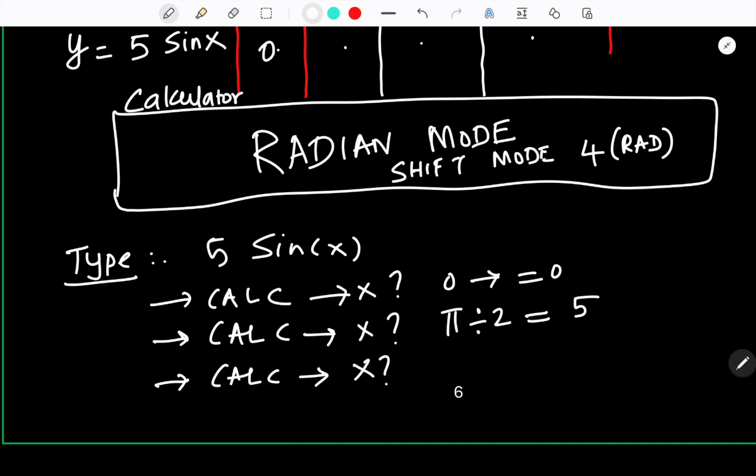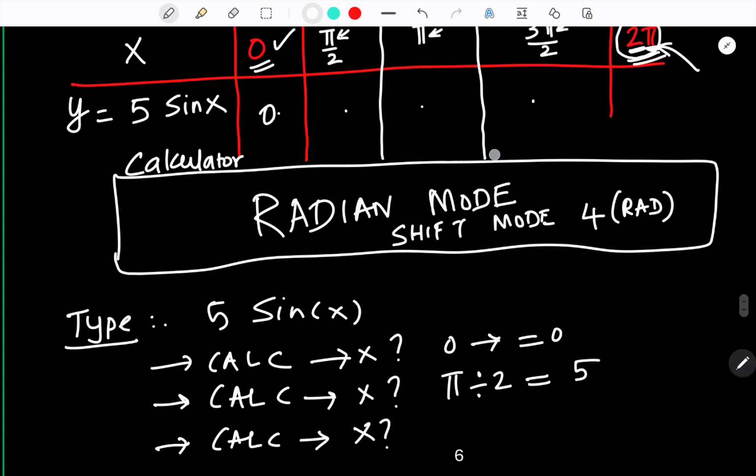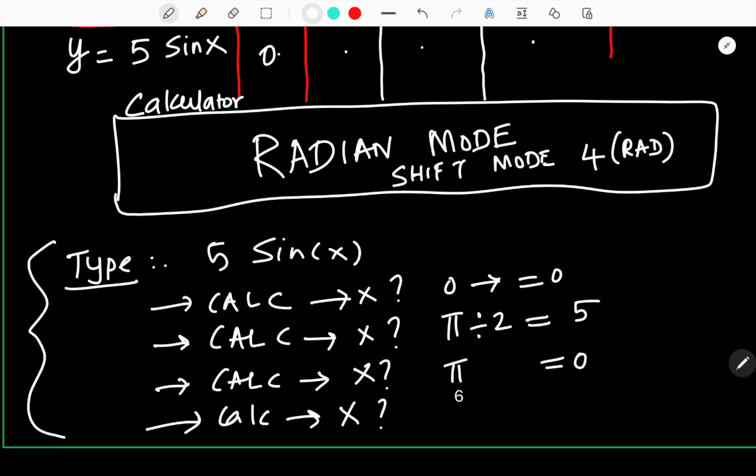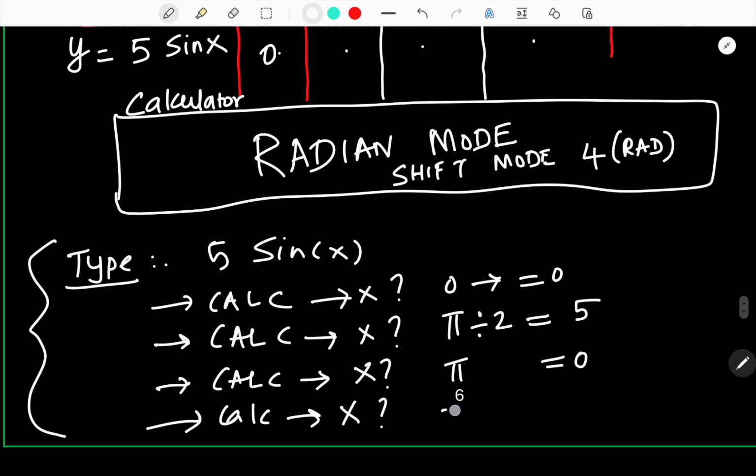Press x question mark, press calc, x question mark, and now you're going to press pi. So shift pi, press equal sign, you will get 0, right? Again press calc. Okay, press x. Teacher, do I need to write all these steps in the exam? No, you can do it in the calculator directly. So press x. What is the value? 3 pi by 2. Okay, this x is not there, don't worry. 3 pi by 2.